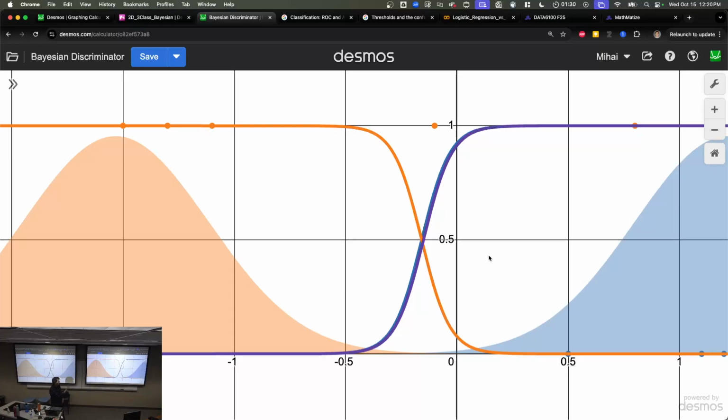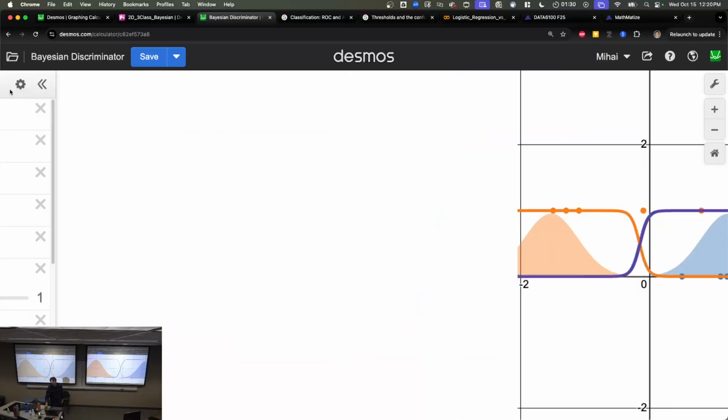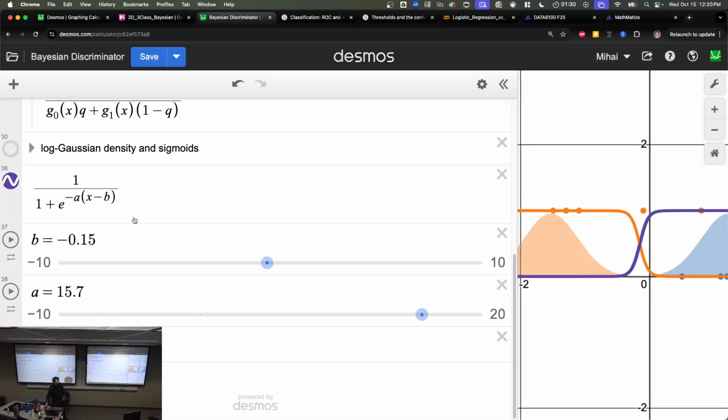This fact that it's a sigmoid is why it is called the linear discriminator. You apply a linear function, that's what the a's and the b's do, to a sigmoid, and you will get the same result as if you had done the whole rigmarole with the Gaussian densities and so on. That's why it's called a linear discriminator.